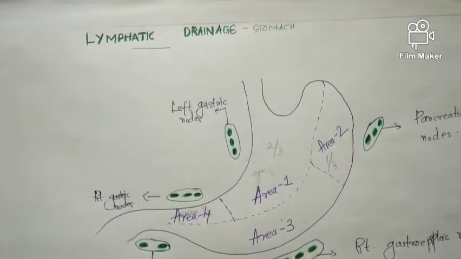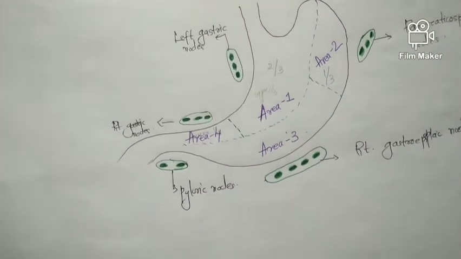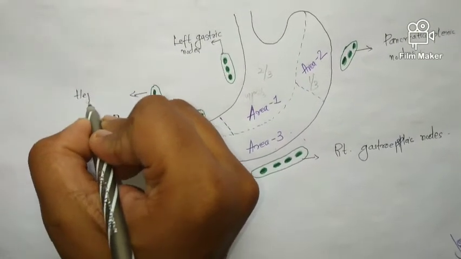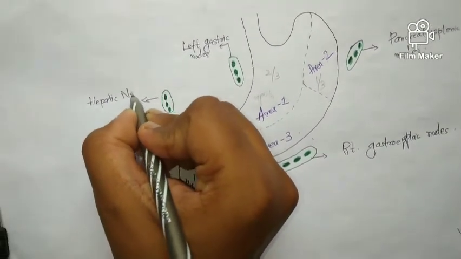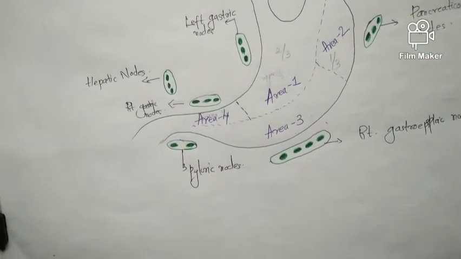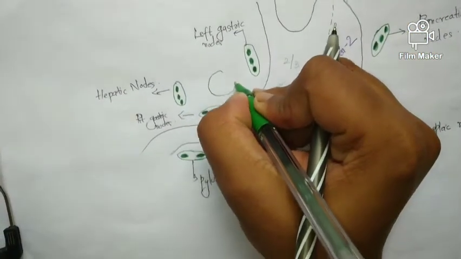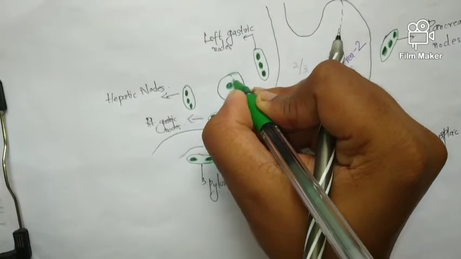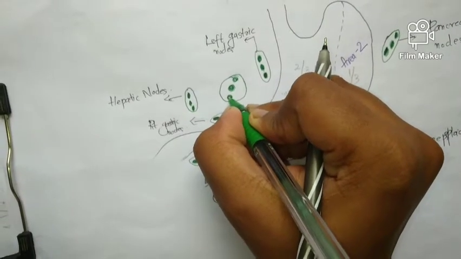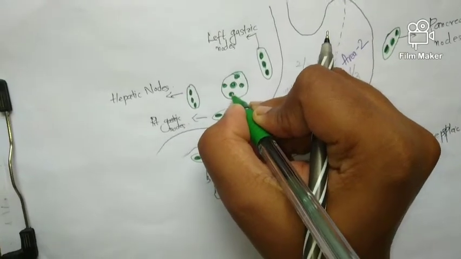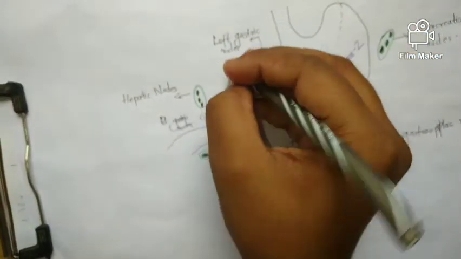Then we have one more node, the hepatic nodes. So this is the hepatic nodes. All the nodes are draining into the celiac nodes. So we have to draw the celiac nodes, which are presented here. This is the celiac nodes.